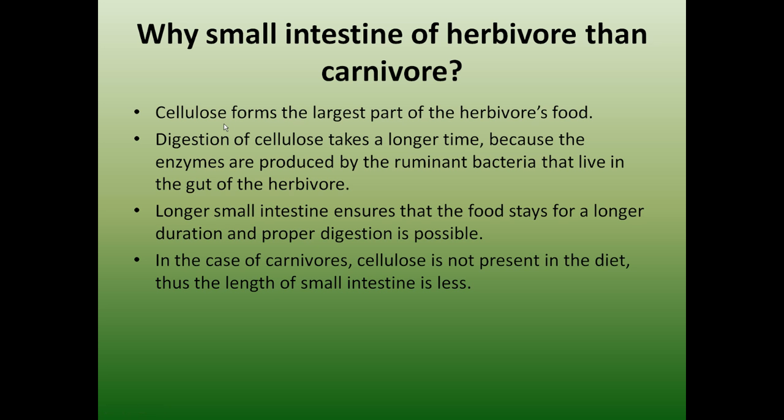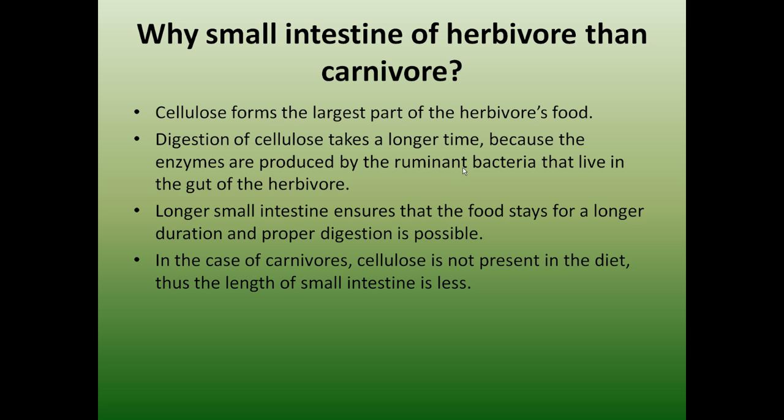Cellulose is an important integral component of the cell wall, and this comes along with the food substances into the herbivore. Cellulose takes a lot of time to get digested with the help of ruminant bacteria, as in the case of cow and buffalo, because these are ruminant animals. Some bacteria present in the small intestine secrete enzymes which help in digestion of cellulose. So for the action of these enzymes, the alimentary canal has to be longer, so that food can stay there for a longer period.